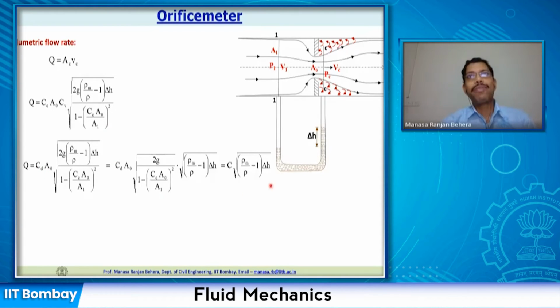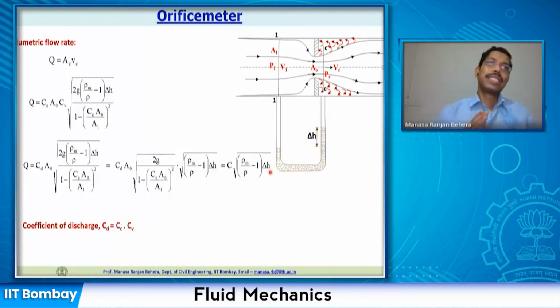Now if you simplify, you can write the whole term as a simple constant, that is C. If we write that as C, then we can write C multiplied by rho m divided by rho minus 1 delta H. So this is the equation for the orifice, and the coefficient of discharge CD is equal to CC multiplied by CV.